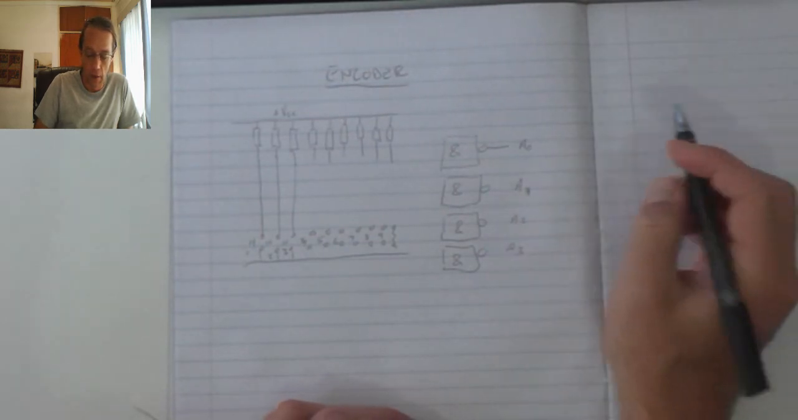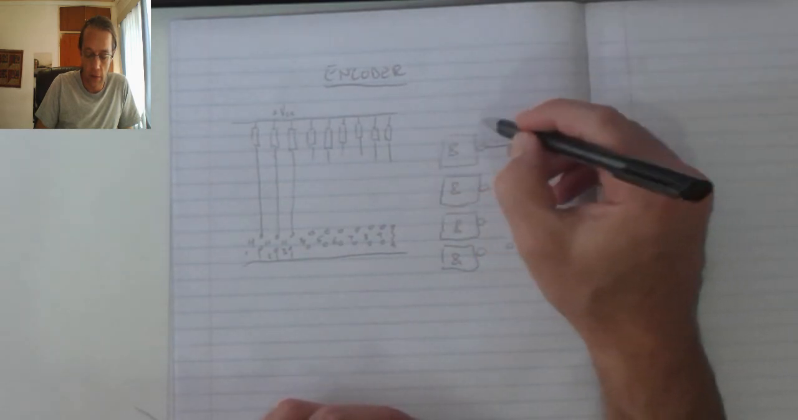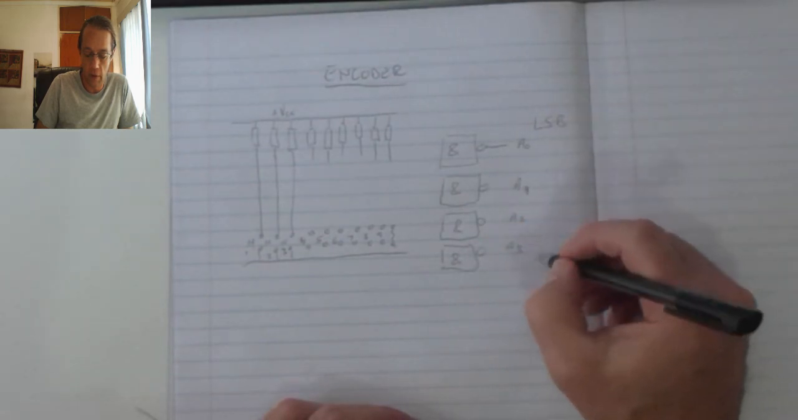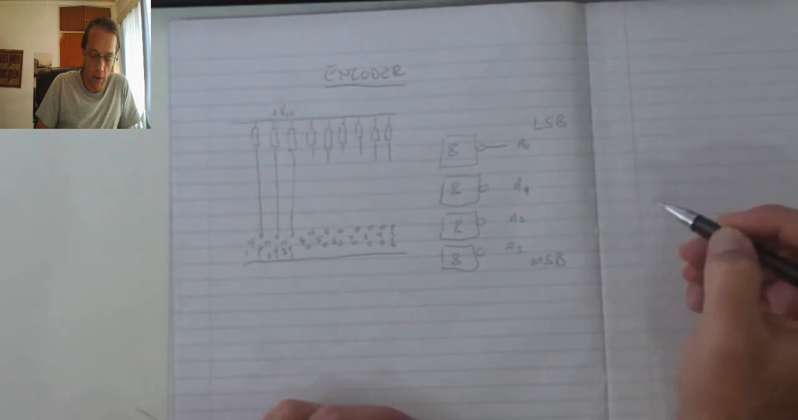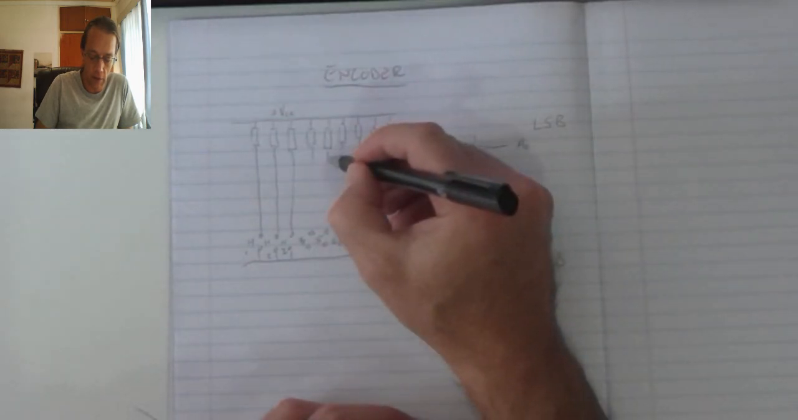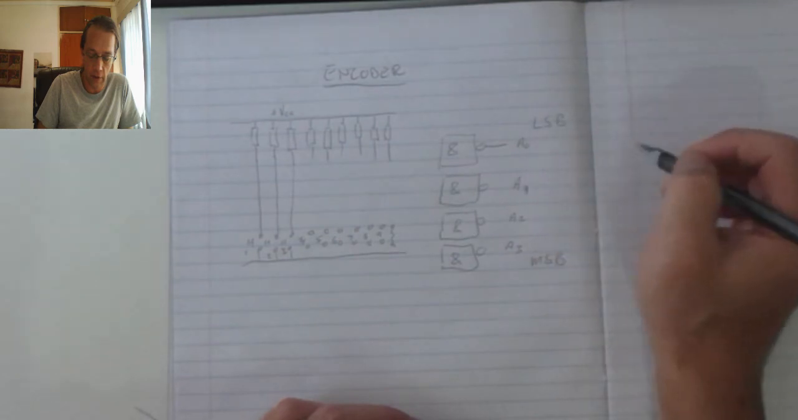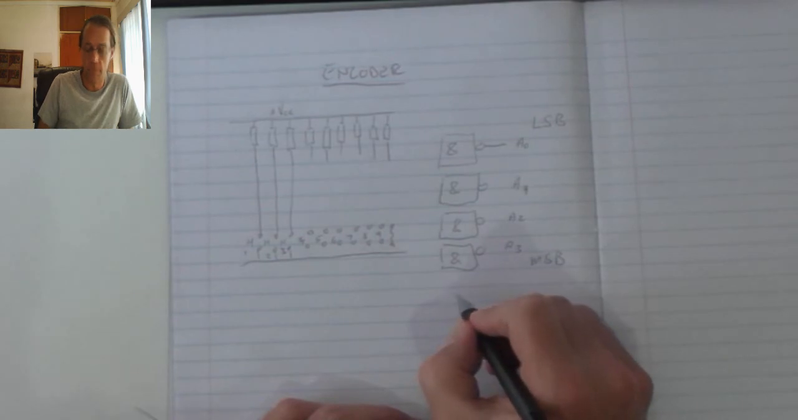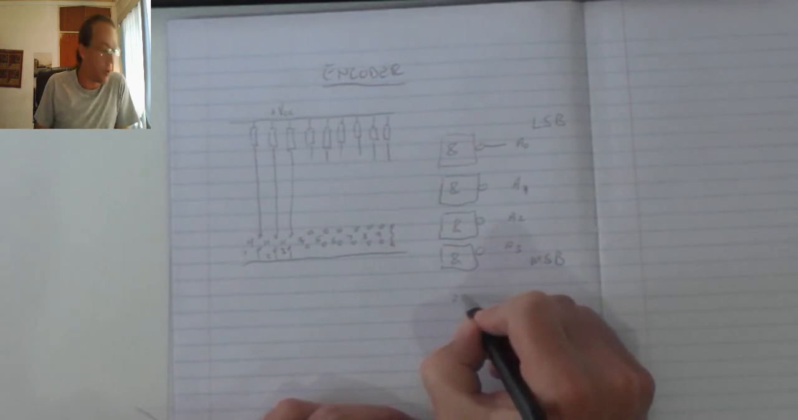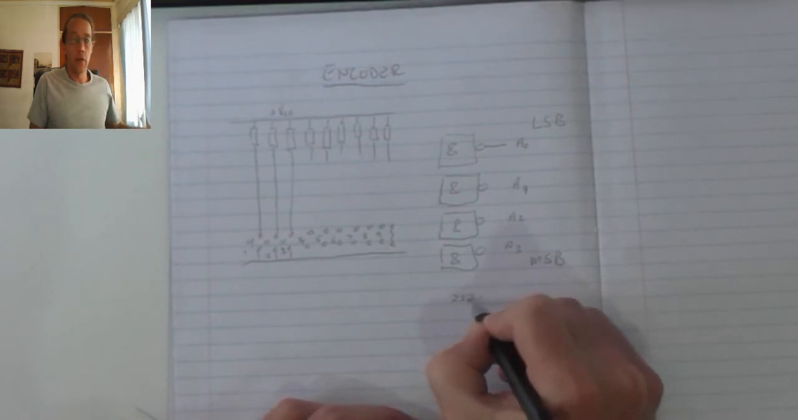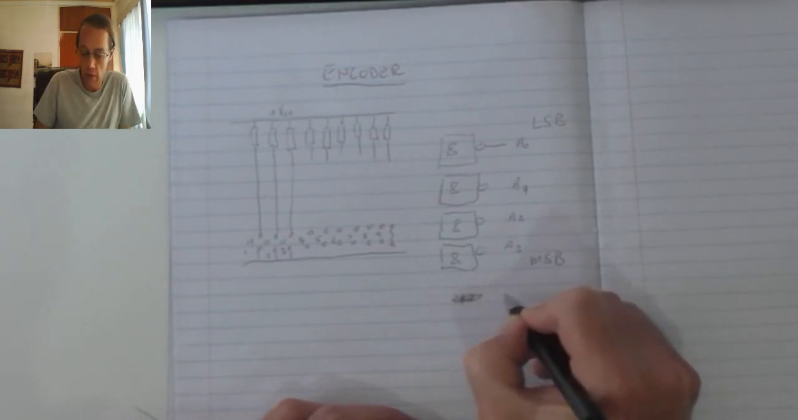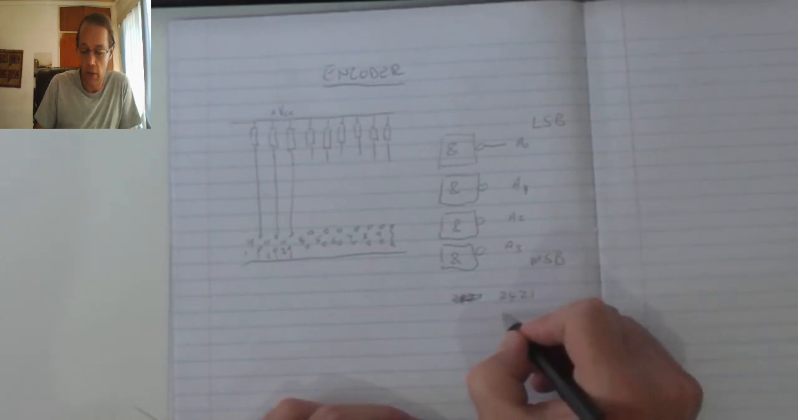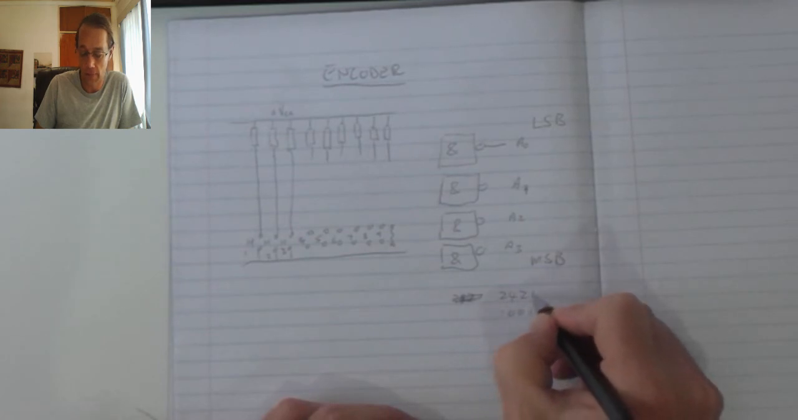Now, this NAND gate represents my least significant bit, and this NAND gate represents my most significant bit. Now, if we look at the concept of the least and the most significant bit, this is what we look at, and we consider the use of the 8421 code.